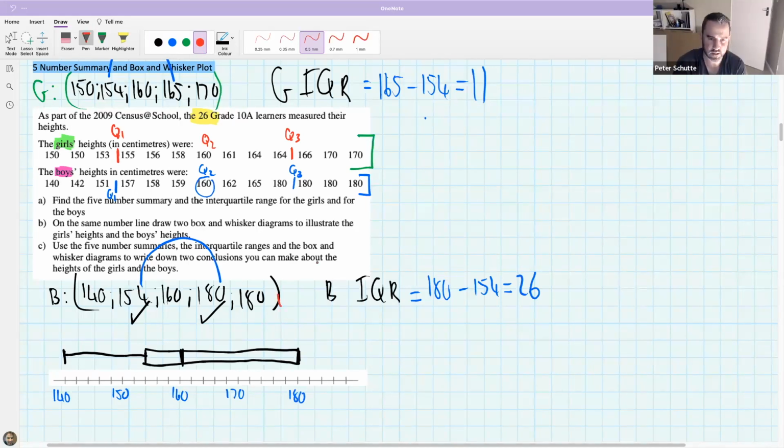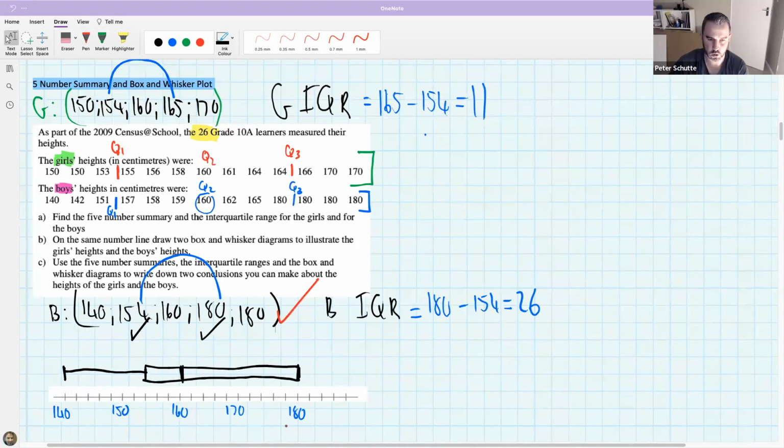Now, what I want is I want you guys to draw the girls' box and whisker plot on your own set of axes. And then after that, we're going to take a break. So draw for me the box and whisker plot for girls, but on the same set of axes, so just above this. Like 154 would be here still, and I'll just put here B for boys, so you know this is the boys' box and whisker, and then green for girls. So go ahead and draw that for me now.